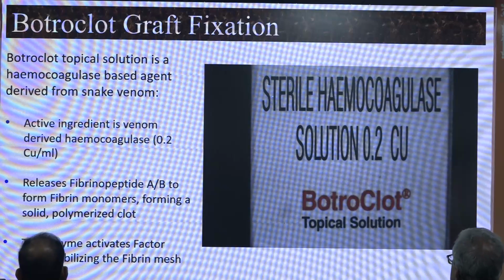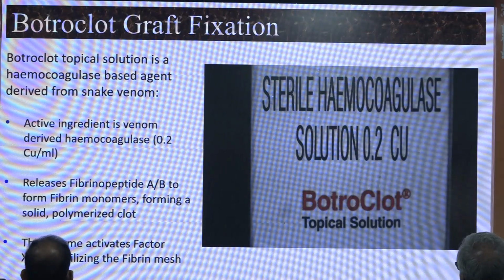I have done 12 cases till now. Dr. Harshul Tak from Jaipur is using this technique for a longer period of time. Maybe a few other surgeons are also using it. Botroclot is a hemocoagulase based agent derived from snake venom. Its active ingredient is the venom derived hemocoagulase, and this releases fibrinopeptide A or B to form fibrin monomers, forming a solid polymerized clot, and the enzyme activates factor 13A, stabilizing the fibrin mesh.